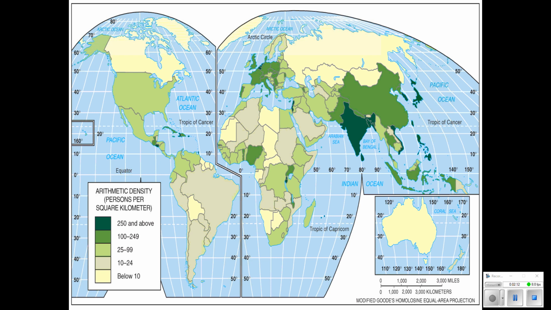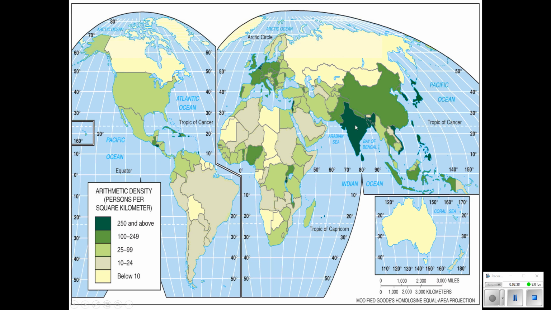So arithmetic density, persons per square kilometer. Basically, what you see here is that India is very densely populated, but so are Japan, South Korea, the Philippines, Vietnam, the Netherlands, and Belgium, Haiti, El Salvador, the most densely populated country in the Western Hemisphere, Rwanda, Burundi. What you'll notice is that most of these countries are pretty small, and they have a lot of people, therefore more people per square mile.